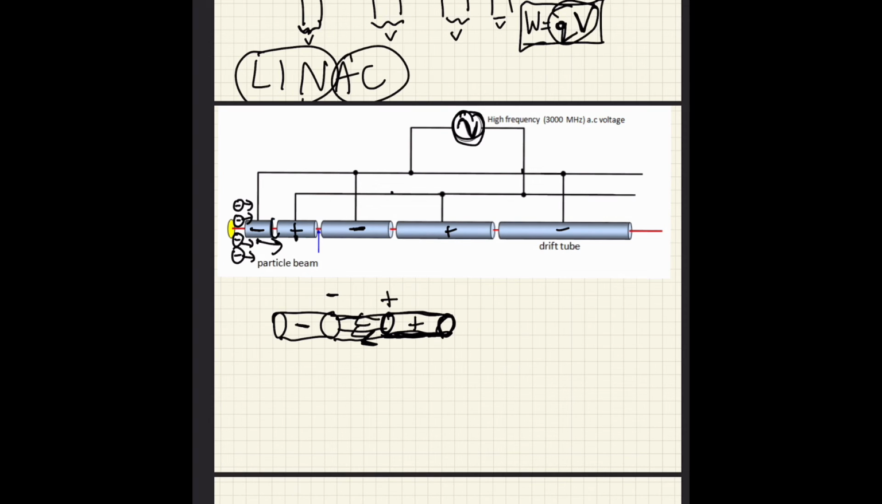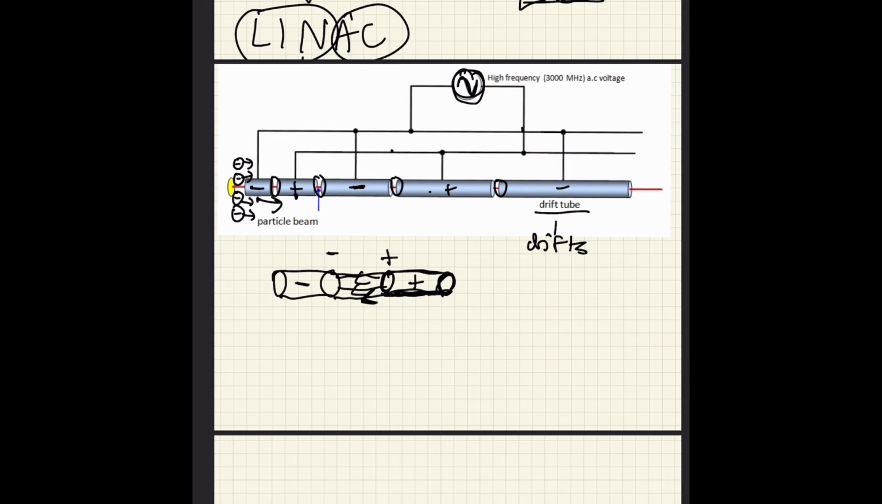So it's accelerated here, here, here, here. It's not accelerated inside the tube. And so we call these tubes drift tubes because the electron just drifts. It doesn't accelerate. Now you might be thinking, why do the tubes get longer? Well, think of it like this. You have a power supply. The power supply has a fixed frequency, meaning it will change from plus to minus at a fixed time, right? The time won't change every time.